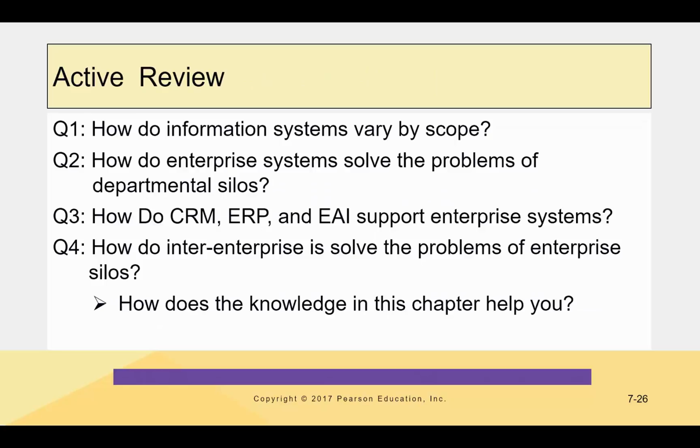Excuse me. Just a little review for this right now. I'll finish with this slide right here. How do the information systems vary by scope? We've talked about that, depending on whether it's a user or a company or a department. How do they solve the problems of departmental silos? They're all drinking from one body of water. They're all sampling one pool, and they're using this right now.